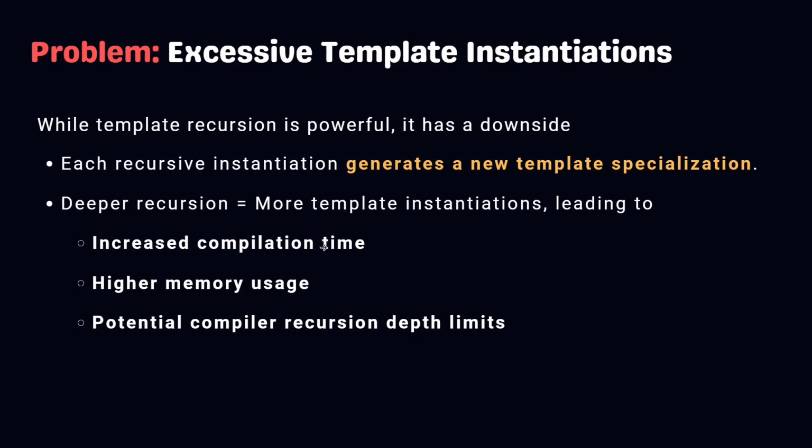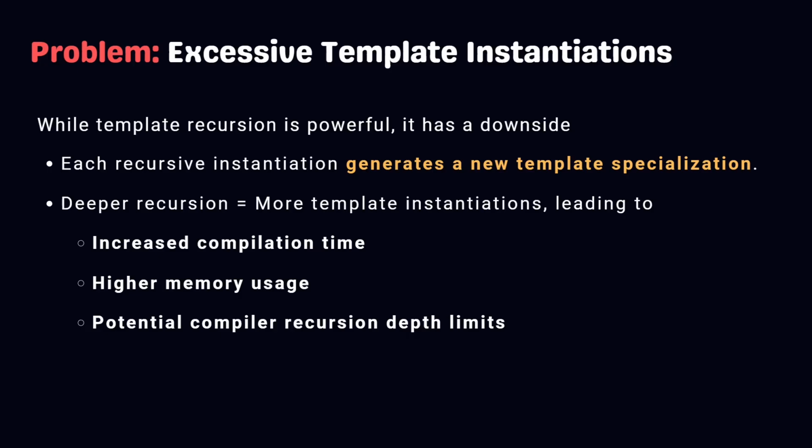That is not good when we use recursive template instantiation, because it creates too many instances. That means when we have a deeper recursion, there is more template instantiation creation, and that leads to an increase in compilation time and higher memory usage. And one more thing, in some of the latest compilers, they put a threshold value for the recursion.